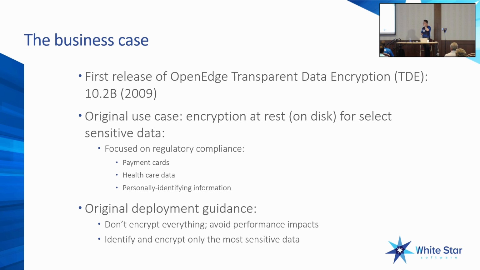So when TDE first came out, which was in 2009 in version 10.2b, the original use case that was put forward, I think the motivation for the product, was cases like healthcare data, payment card data, HIPAA, PCI DSS, and other standards compliance regimes, customer data. That was what was deemed sensitive, and you wanted to encrypt that data at rest, that is on disk. And the original guidance from Progress was carefully pick the data that you consider most sensitive, encrypt only that and nothing else, because you want to minimize your performance impacts.